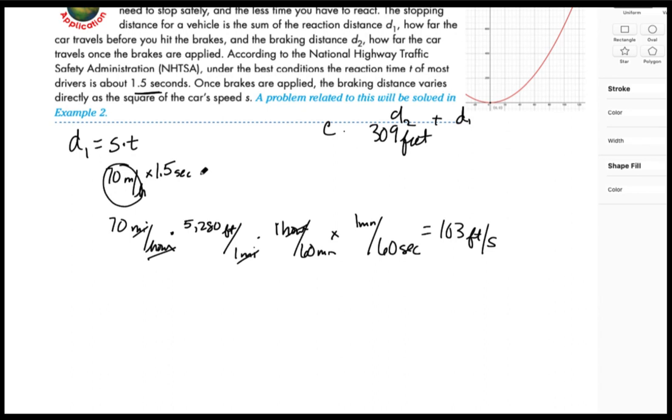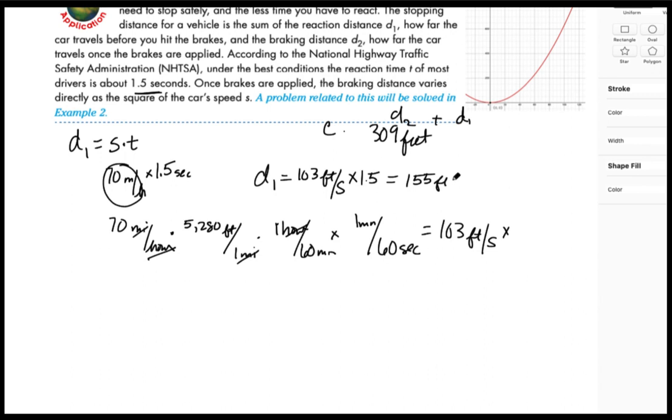And so now I can multiply 103 times, well, let me write it up here. So d sub 1 is equal to the new rate, new way of looking at the speed, of 103 feet per second, which is an equivalent speed, just looking at it in different units. And I'm going to multiply that by 1.5, grab a calculator so I can figure that answer out. And I get about 155 feet.